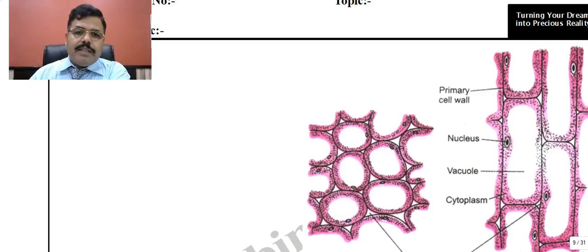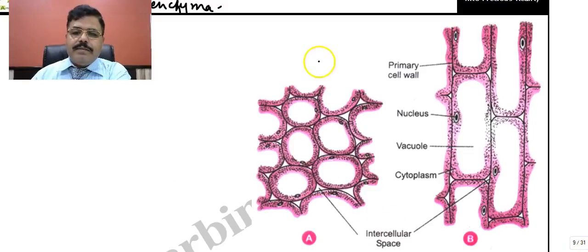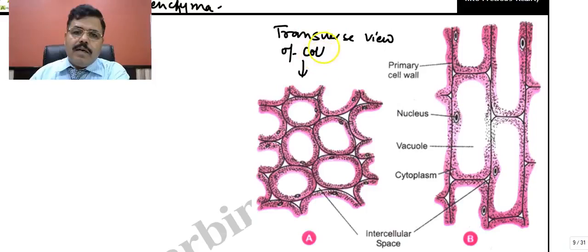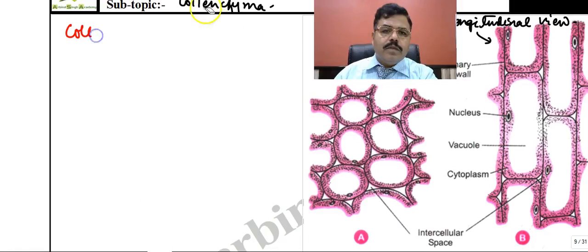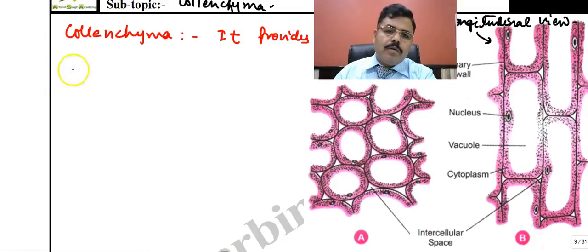The second type is collenchyma, right? Collenchyma. This is lecture number 4, we are discussing tissue. This is a transverse view of collenchyma tissue, and this is the longitudinal view of collenchyma. So what does collenchyma do? Collenchyma provides flexibility to plants.